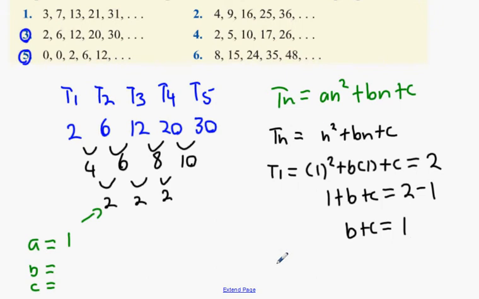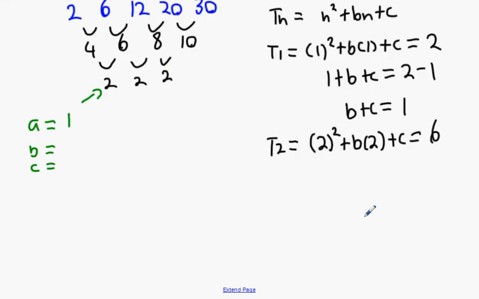Next, you're going to work on T2. David, what happens when you use T2? So what do you get? 2 squared plus, equals T2. T2 is what number? 6. Okay, that's grand. 2 squared is 4. b times 2 is 2b, plus c equals 6. What happens to that 4? It becomes minus 4. So 2b plus c equals 2.